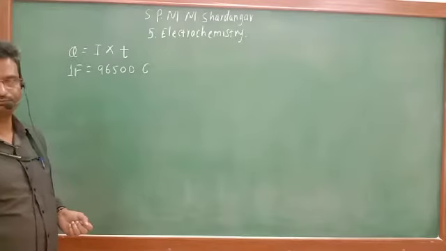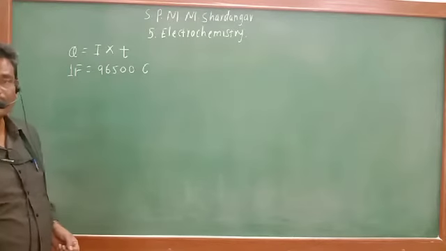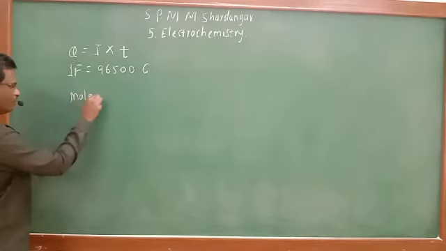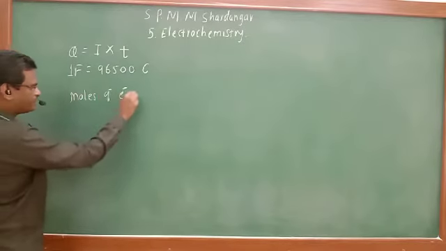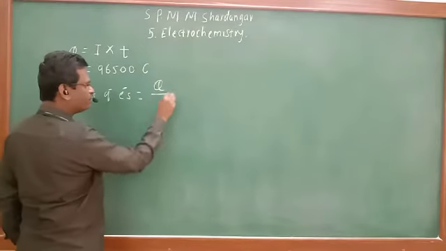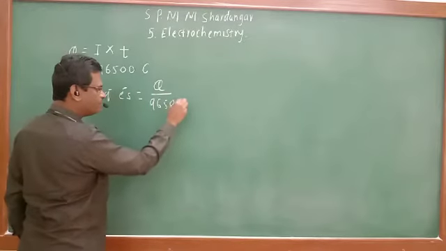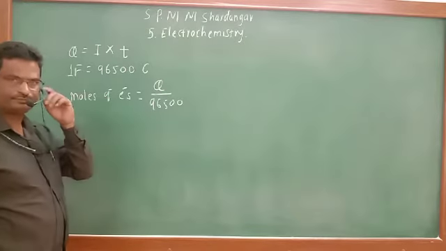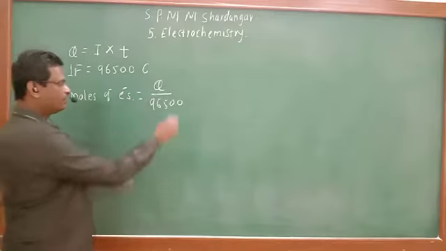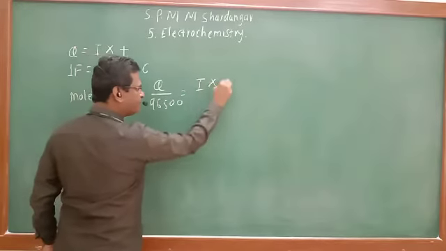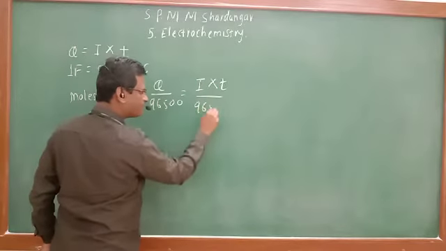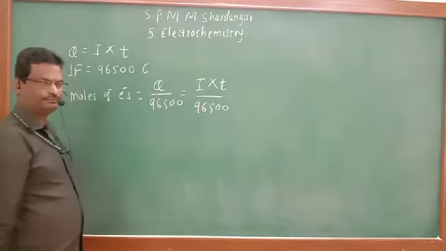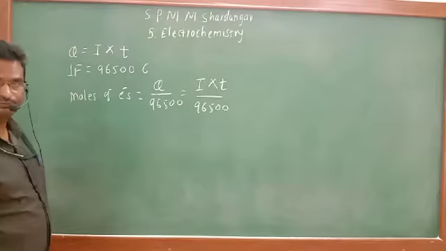Then we have seen how to calculate the moles of electrons. Moles of electrons come equal to Q upon 96,500. This is about the moles of electrons. Or Q is also written as I into T, so it is I into T divided by 96,500. Either this or this equation is correct. That is for the moles of electrons.